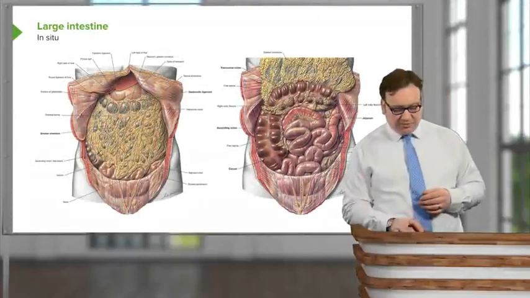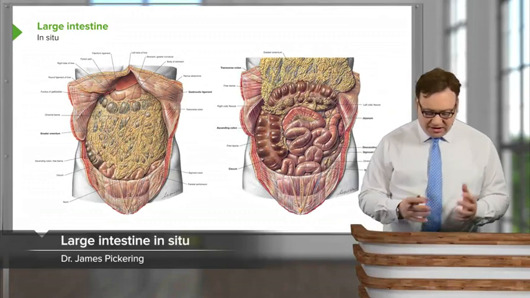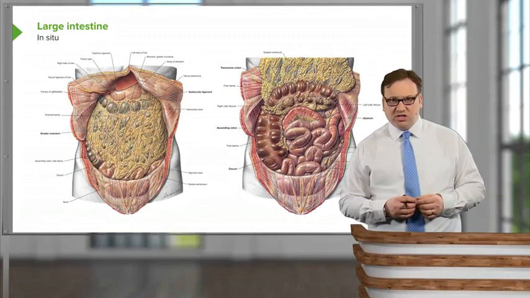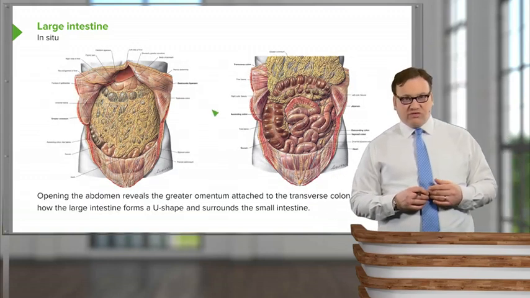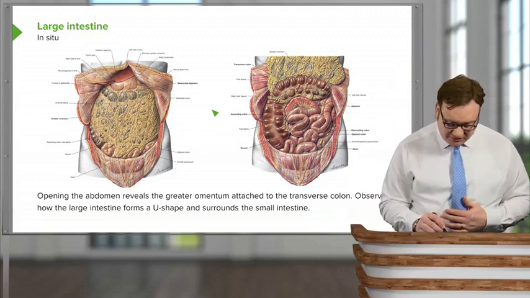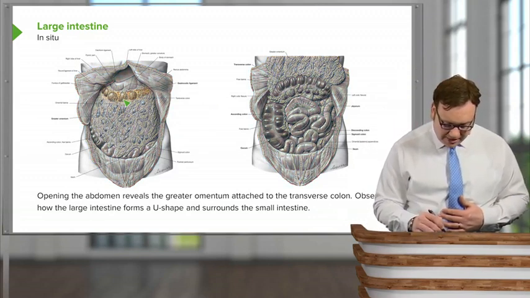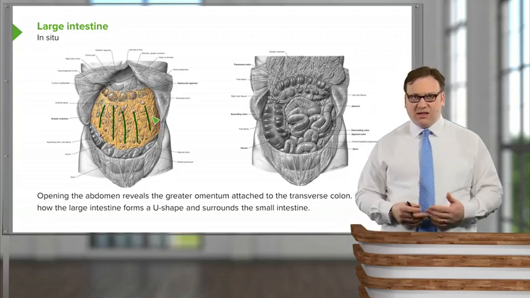So let's go on to explore the anatomy of the large intestine. We've seen these diagrams before in relation to the small intestine, and once again we can see that we have the greater omentum, which is hanging from the transverse colon, which we can see here. The greater omentum, this apron-like structure, is hanging from it.